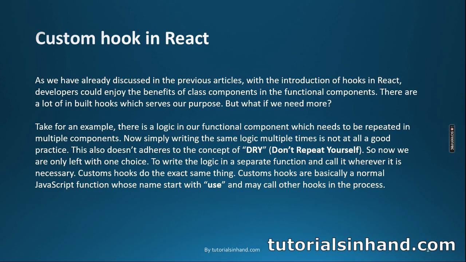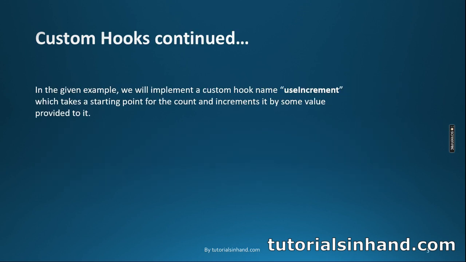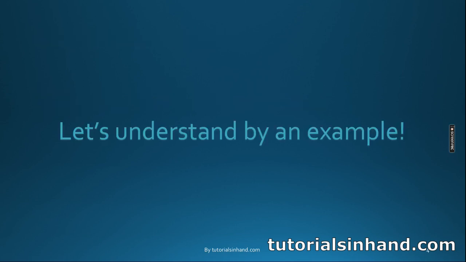Custom hooks are basically a normal JavaScript function whose name starts with use and may call other hooks in the process. In the given example, we will implement a custom hook named useIncrement which takes a starting point for the count and increments it by some value provided to it. So let's understand how we can implement the same using the custom hook concept.